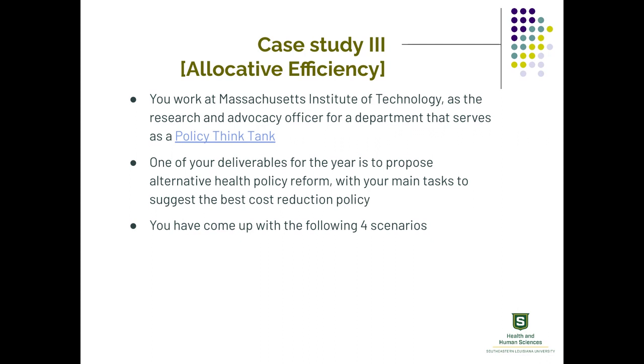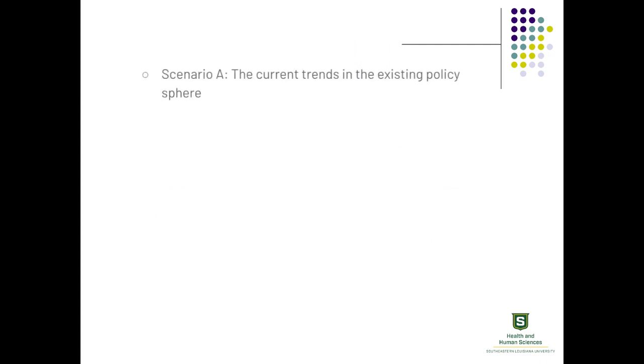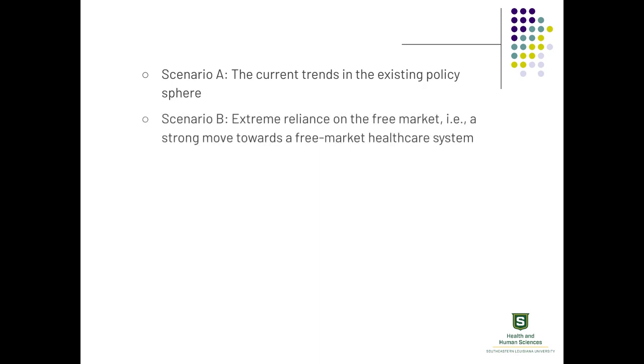So altogether you have 5 scenarios. Your first scenario is the existing policy, which is fair. Nothing major is happening with the policy; we're sticking to what we have. In scenario B, there's going to be extreme reliance on free markets. Then in scenario C, there's going to be extreme industrialization. In this case, there's going to be a strong move towards industrialization and corporate governance of healthcare.